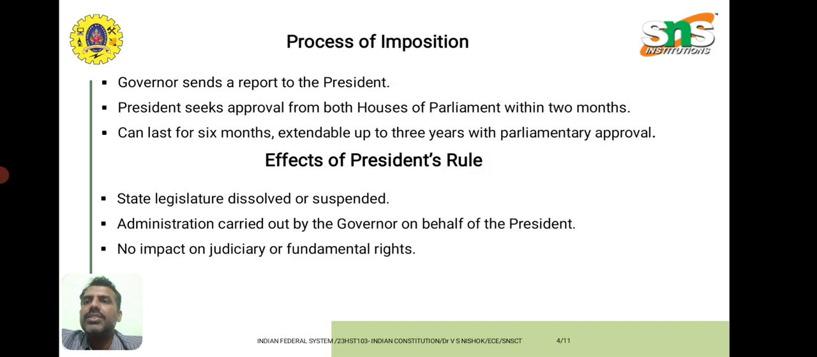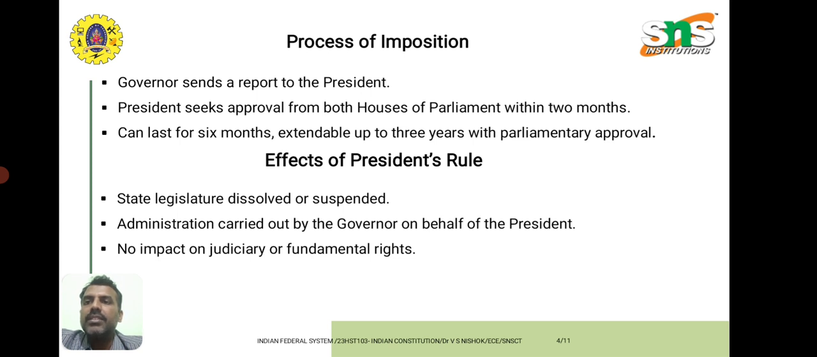Process of imposition of President's Rule. First, the governor sends a report to the president. The president seeks approval from both houses of parliament within 2 months. The President's Rule can last for a minimum of 6 months, extendable up to 3 years with parliamentary approval for every 6 months. So this is the process of imposition of President's Rule in any state in India.